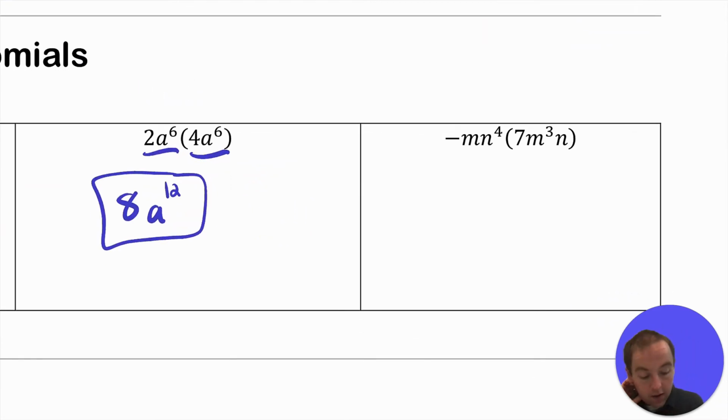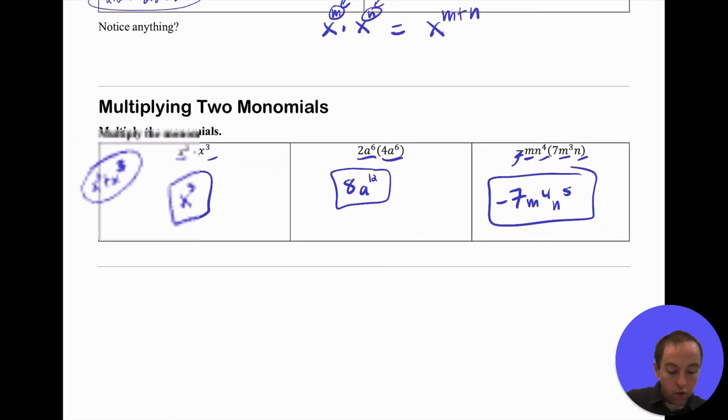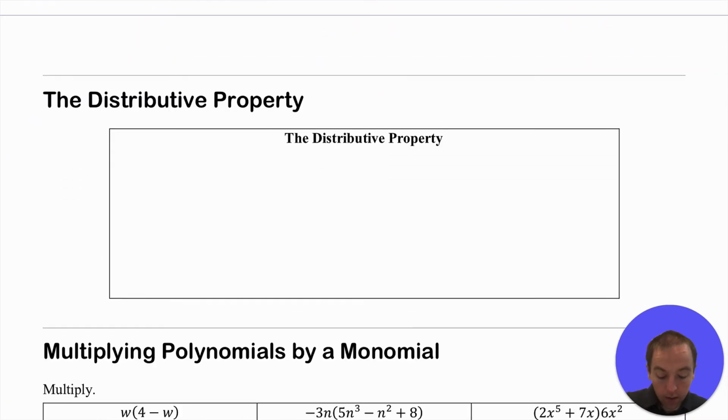Basically the same thing right here. That's really a -1, right? So that's going to be able to times with the 7 to give you -7. And then you're also going to be able to times m with m to the 3rd, which would be m to the 4th, of course, and then n to the 4th times n is n to the 5th, right? And that ends up being the simplified form of that expression. So there we were multiplying two monomials with one another.